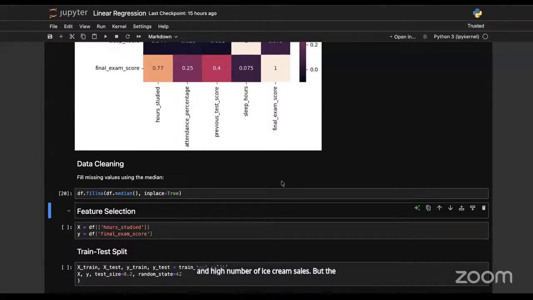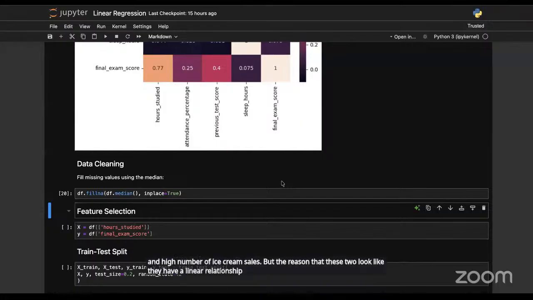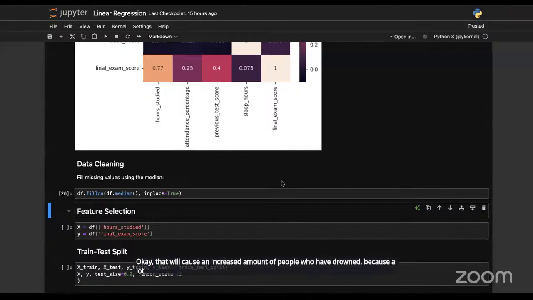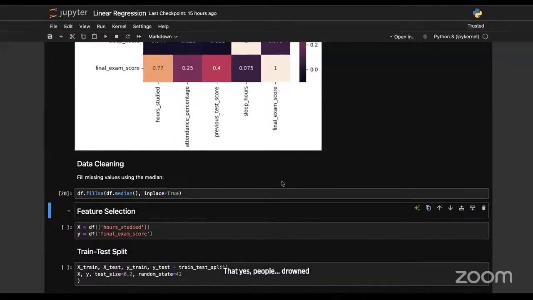But the reason these two look like they have a linear relationship is because there is another variable, Z, let's say, or a third variable that we're not taking into consideration, such as temperature. If it's a hot day, a lot of people are swimming, and a lot of people are buying ice cream. That will cause an increased number of people who have drowned because many were swimming on that day, and also increase ice cream sales because it's hot. One could assume that people drowned because there was a high increase in ice cream sales. It doesn't make sense.